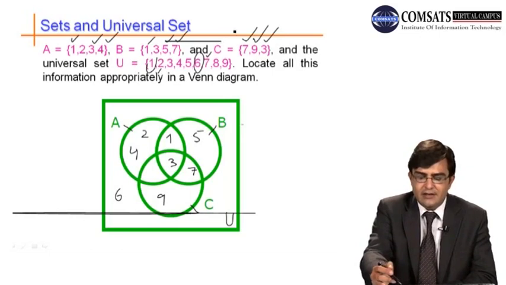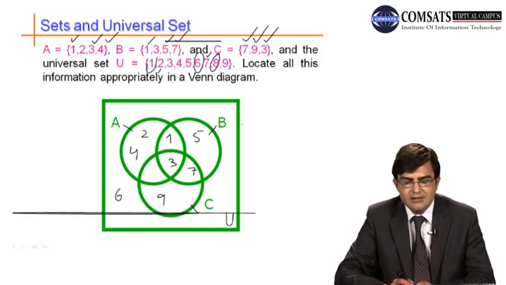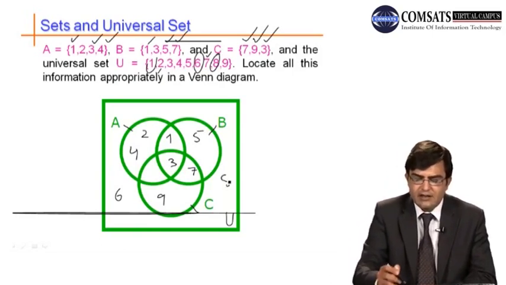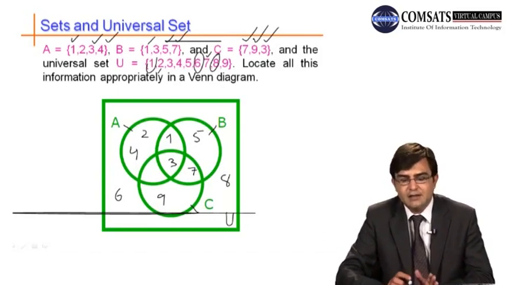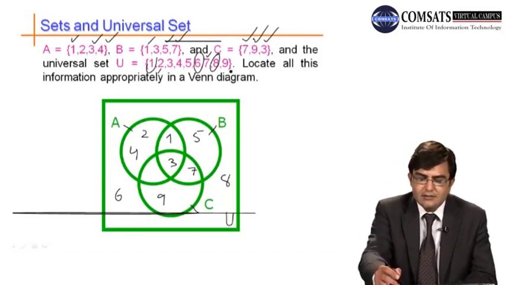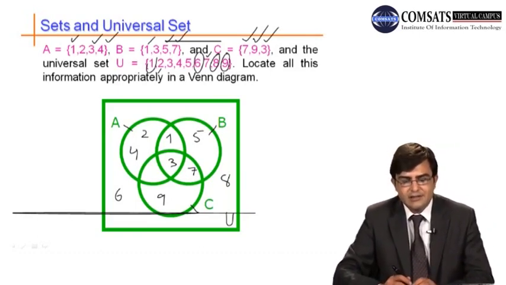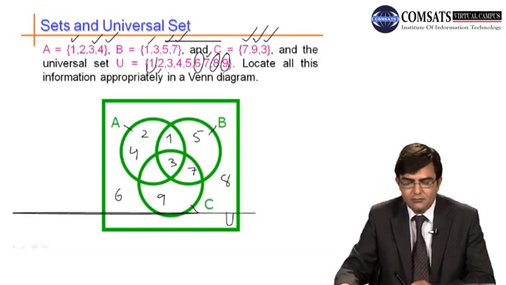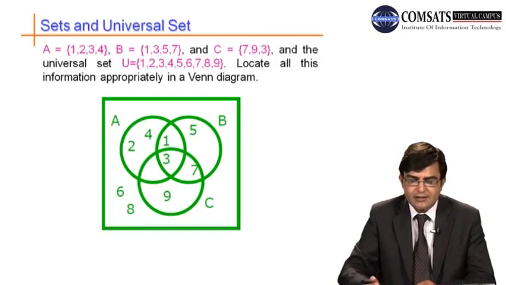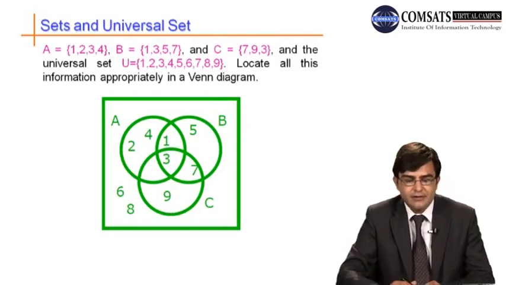7 has already been placed. 8 is another element which is not in A, B, C, so 8 will come somewhere here outside the 3 sets A, B and C. 9 has already been placed in C. So we have placed all the members of sets A, B, C and U in the Venn diagrams. This is how we place the elements of sets in Venn diagrams. So this is basically the solution of the previous example.